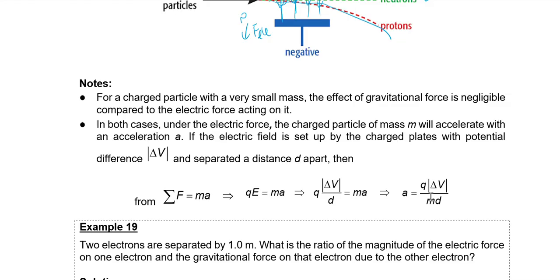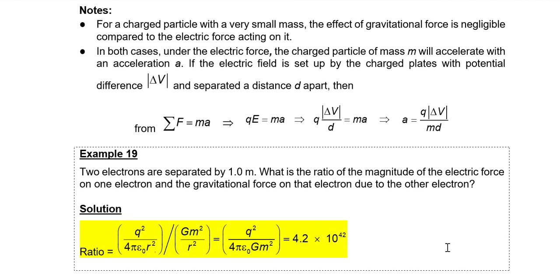Right, we're back from the pause. Two electrons are separated by 1 meter. What is the ratio of the electric force on one electron to the gravitational force on the electron due to the other electron? So this is quite a simple question. You just substitute into the equation: 1 over 4 pi epsilon naught times QQ, where Q is the electron charge of 1.6 times 10 to the power minus 19, over r squared. r is 1, so r will disappear.